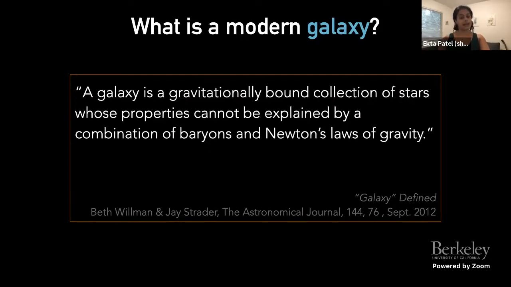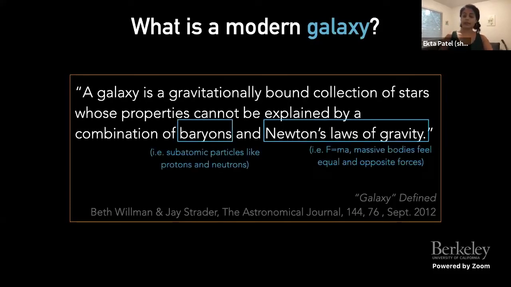A galaxy is a gravitationally bound collection of stars whose properties cannot be explained by a combination of baryons and Newton's laws of gravity. So that's quite a mouthful, so let's break this down a little bit further. When I say baryons, I'm talking about subatomic particles like protons and neutrons. And when we talk about Newton's laws of gravity, we're talking about the basic laws of gravity you might have learned if you took a high school physics course or a college physics course, where force equals mass times acceleration, and massive bodies feel equal and opposite forces, things like that, the basic laws of gravity that we see around us every day.